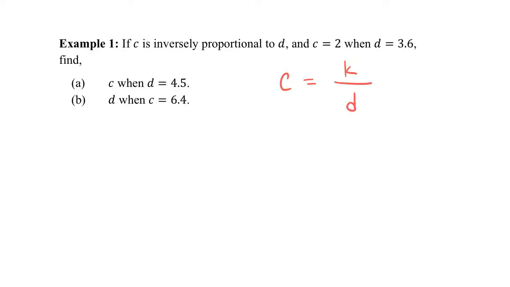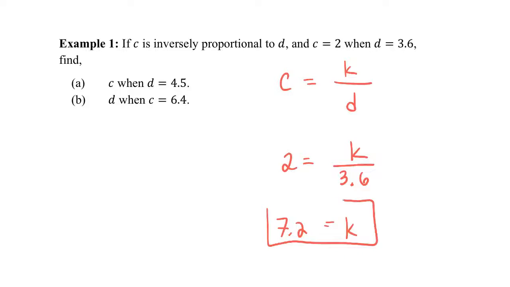I'm told that when c is 2, d is 3.6, which allows me to say that k must be 7.2. I boxed that in temporarily. It's not the answer, I know it's not the answer, but that's my starting point for all of these problems. We did this yesterday. You've got to solve for the constant of variation first. So we go ahead and do that. We have our constant of variation.